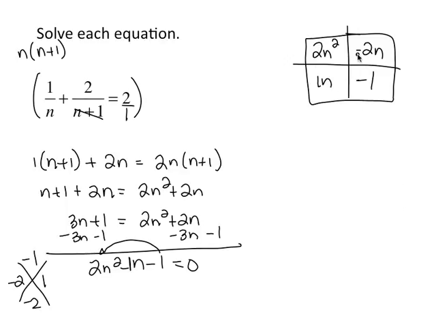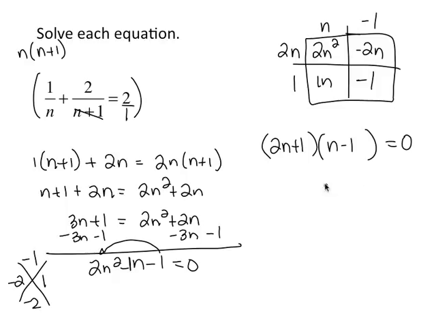So 2n squared and -2n have a 2n in common. 2n times n will give me this 2n squared. 2n times the -1 will give you this -2n. n times 1 will give me the 1n, and 1 times the -1 will give me this -1 there. So when I factor this, I get 2n plus 1 times n minus 1 equal to 0.